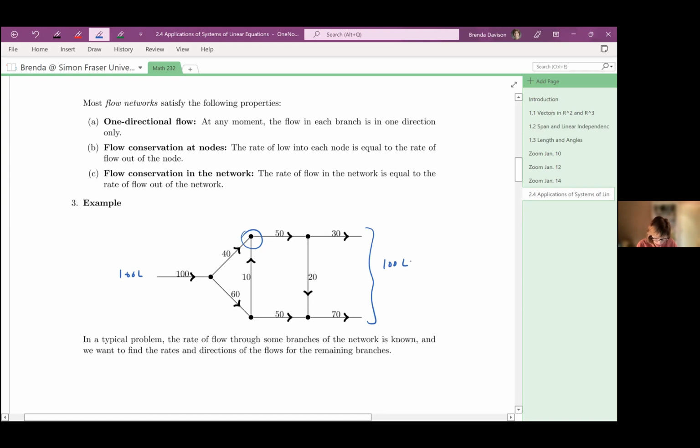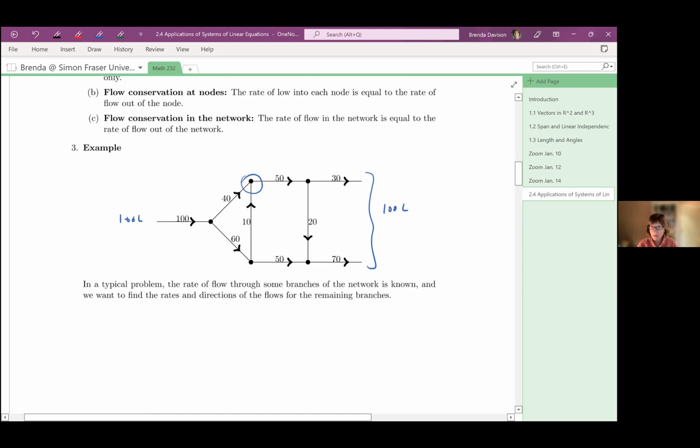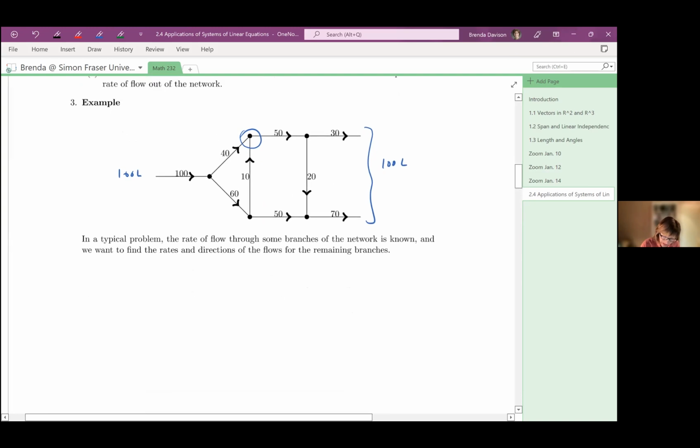So in a typical problem, what we have so far, we've just sort of given a demonstration of what a flow network is and what the principles of it are. We don't actually have any problem to solve. Typically what happens is you have some flows that are known and other flows that are unknown, and you want to identify what those unknown flows are. So the key point here is that we've abstracted the physical situation firstly into this flow network.